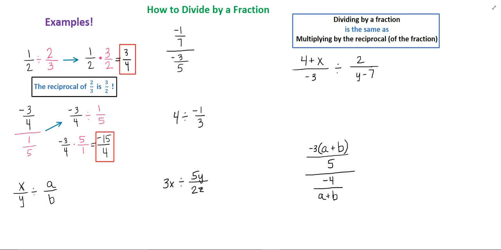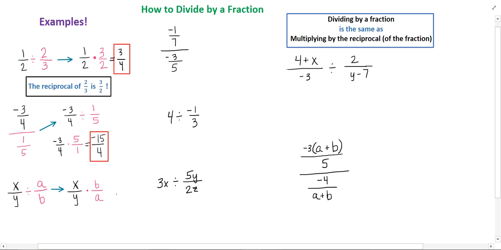So let's look at the third example. We have x over y divided by a over b. So we're going to multiply by the reciprocal of a over b, which is b over a. And that gives us, on the top, x times b, which is the same as xb. And on the bottom, y times a is ya.